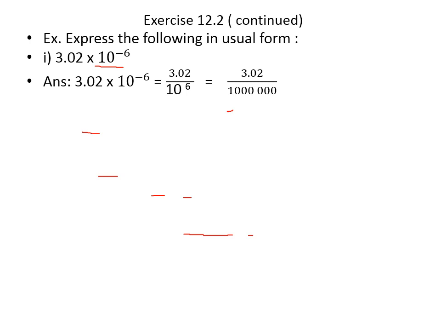So this can be written as 3.02 as it is. So 1 followed by 6 zeros. Now after we place the decimal point, 1 2 3 4 5 6 zeros are there already. After the decimal point there is one digit, so we put 6 minus 1, 5 zeros, then we put the decimal point. So this is the usual form.